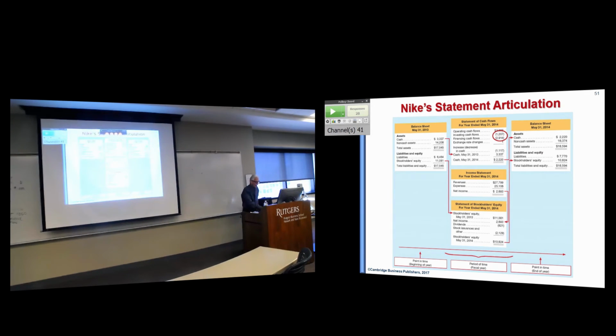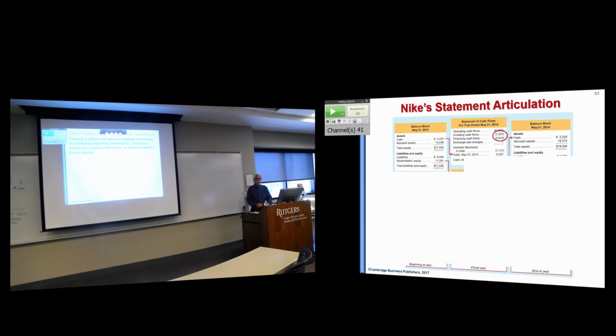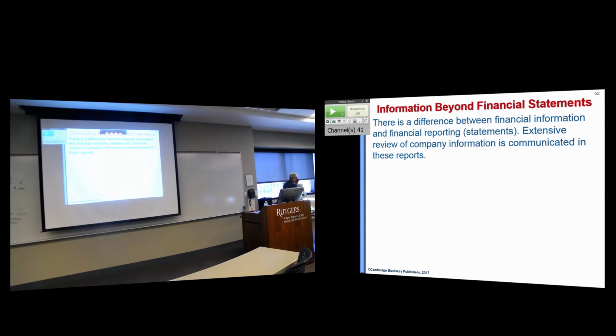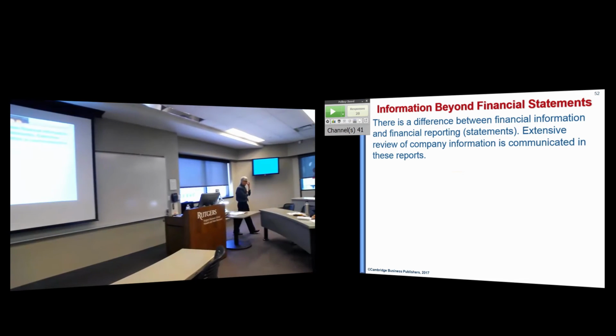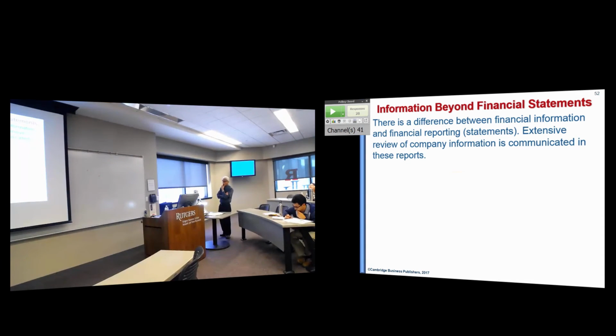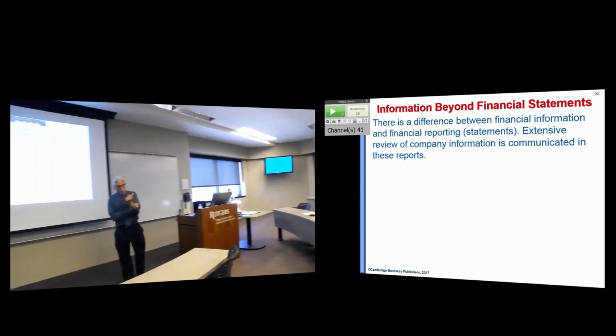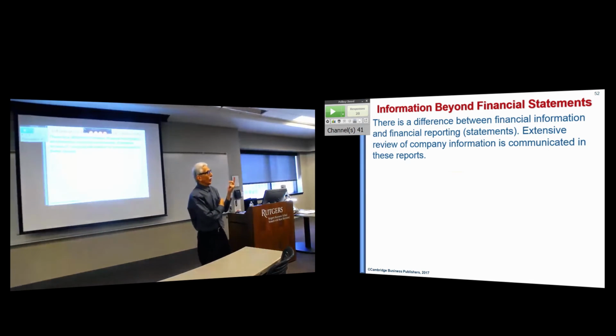All right, and finally, the last issue that we'll look at is just to remind you, I said this earlier today, there's a major difference between financial information and financial statements. In the financial statements, you're going to see balance sheet, statement of cash flows, statement of stockholders' equity, income statement. But what other information are you going to get?